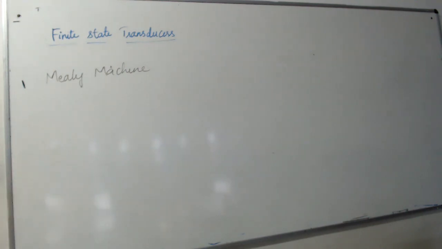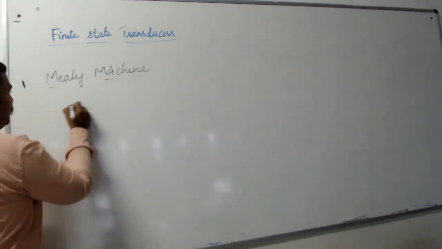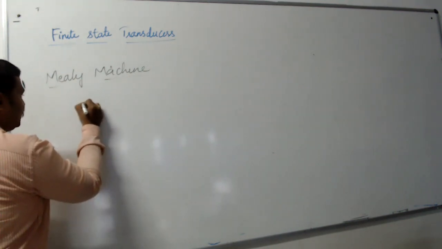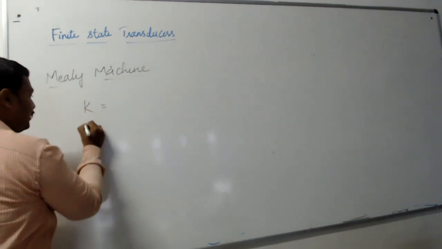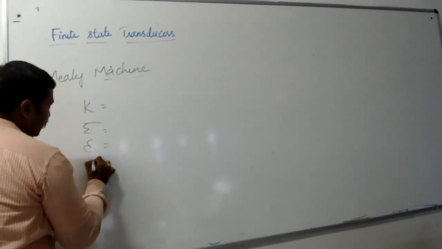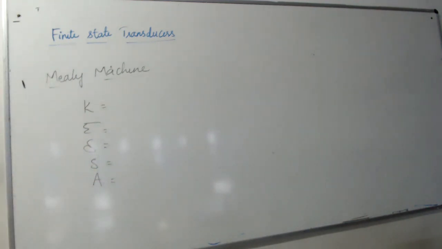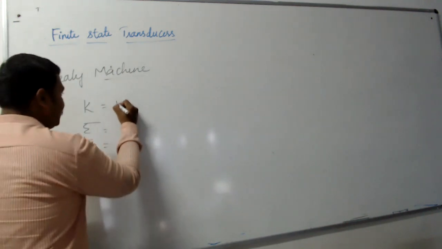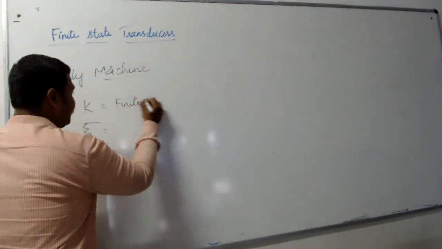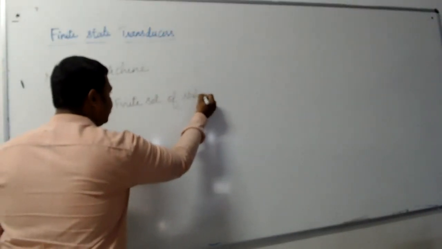So before going to Mealy Machine, now just we'll recall the definition of DFA. So how is DFA defined? So DFA is defined with 5 different tuples. Can you recognize? One is K. What is K? Next is alphabet. Next is transition function. Next is start state, next is accepting state, right? So can you identify these attributes? So K is a finite set of states.